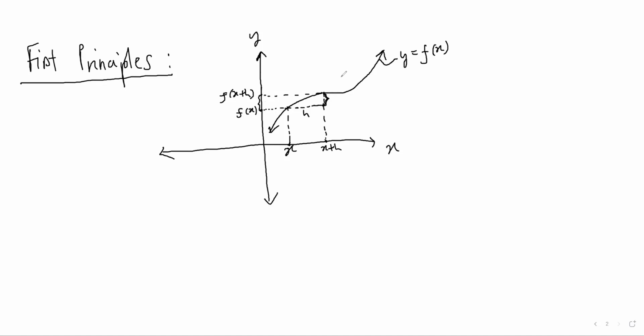Let me just use different colors for these distances. Let's use purple for this one. So this vertical distance between f of x plus h and f of x is obviously given by f of x plus h minus f of x, and it's the same as this distance here. It's the same as this one here.